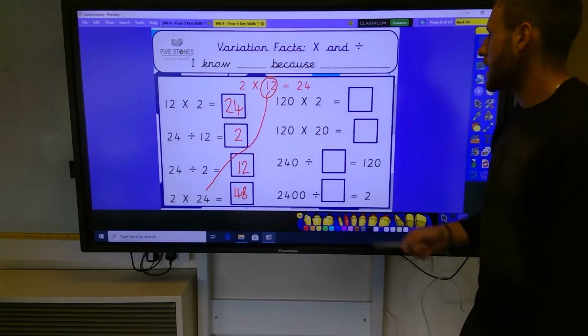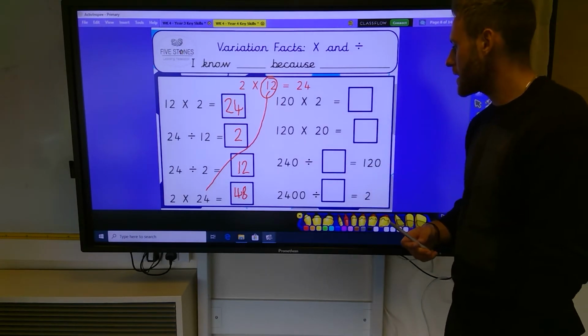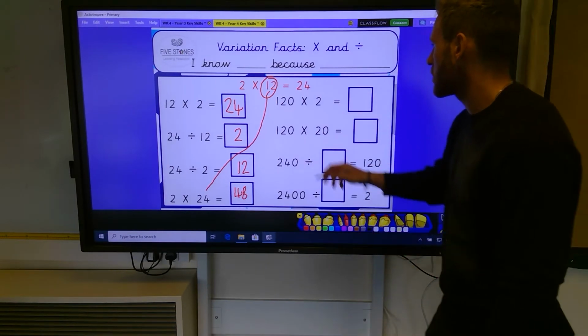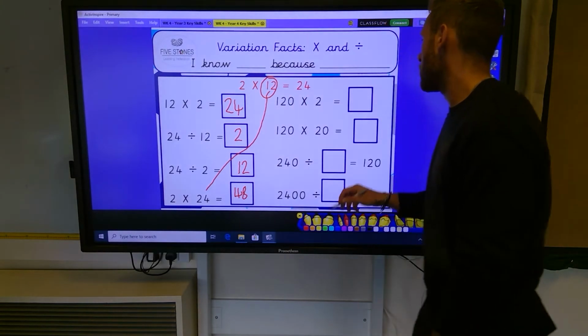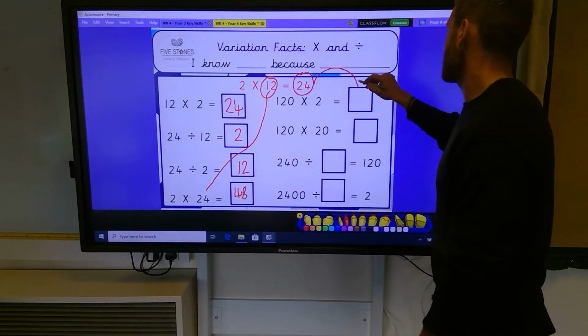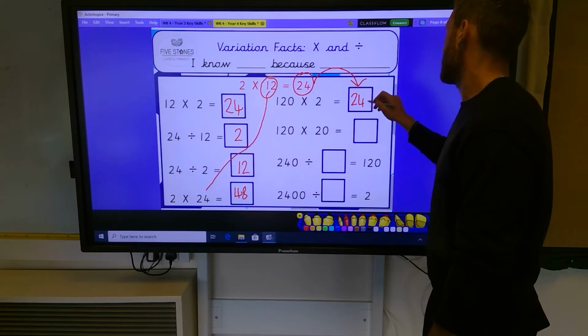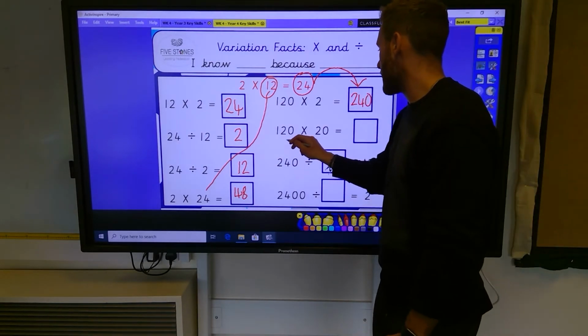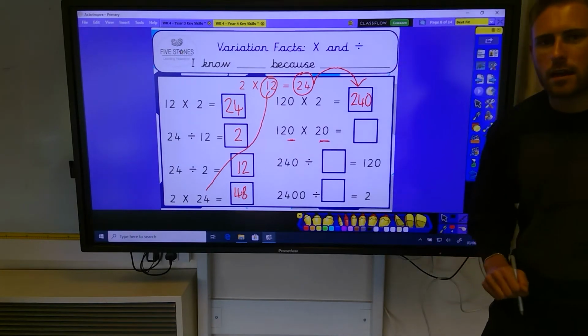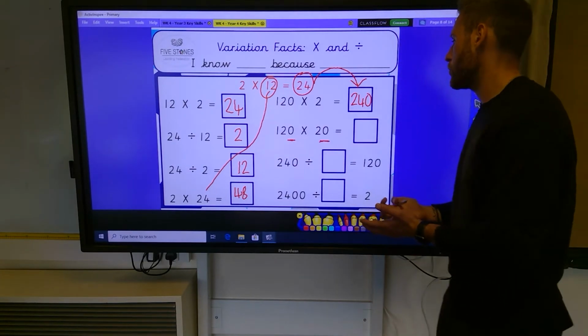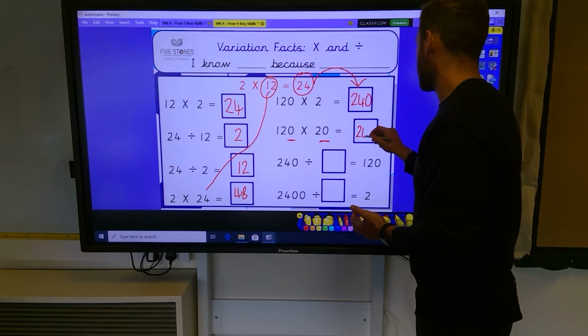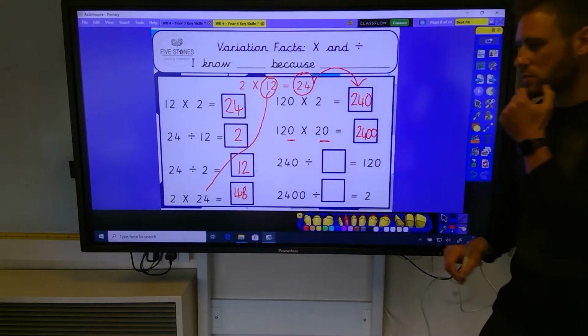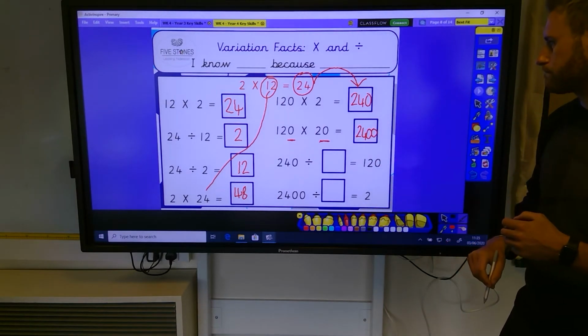120 times by 2. What's changed? Oh, this has gone 10 times more. So meaning this is going to have to increase by 10 times more. Oh, we've increased by 10, we've increased by 10, meaning we've increased by 100. So 24 times 100 is going to be 2,400.